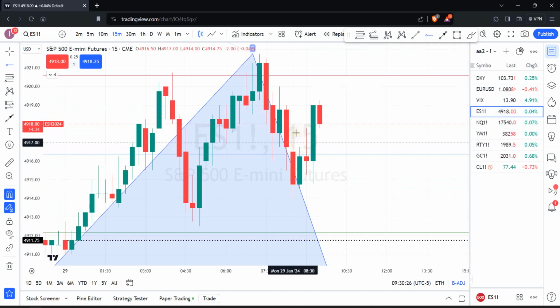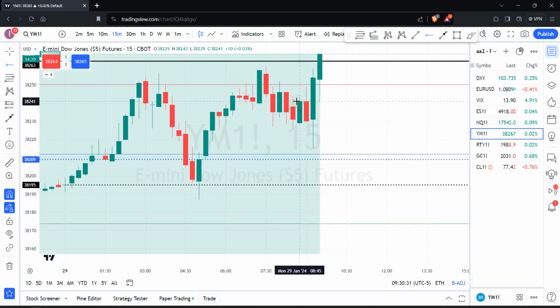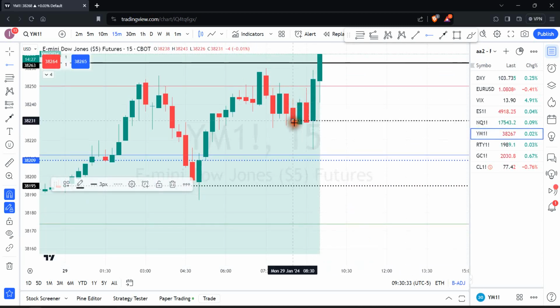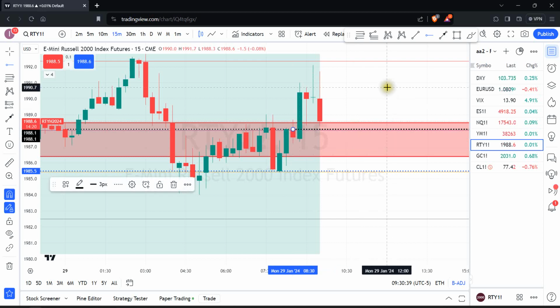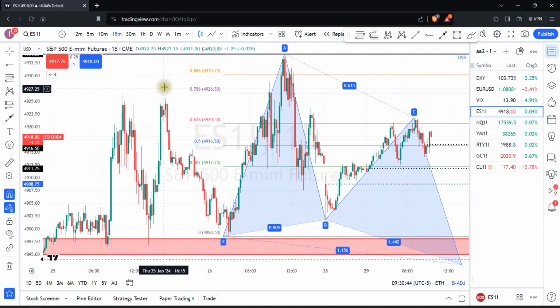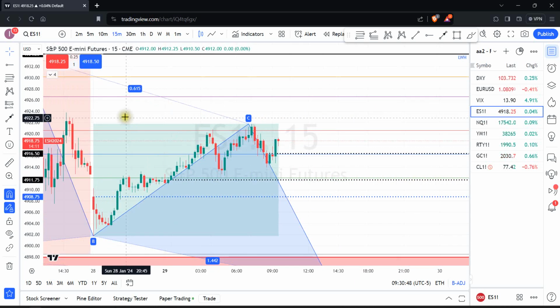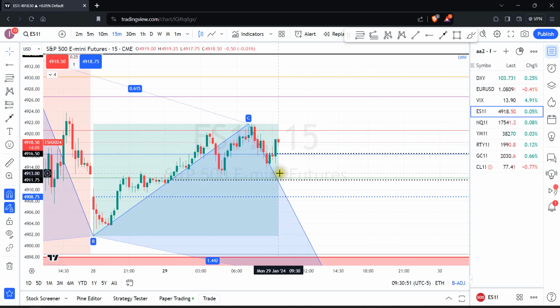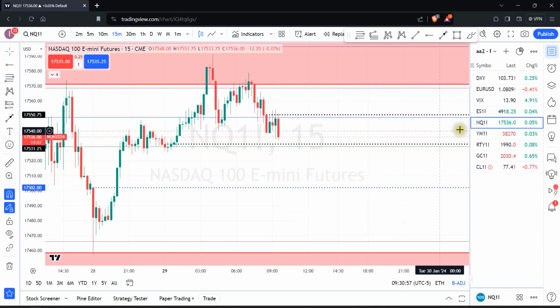Where's our 8:30 right here? And YM, 8:30 is here. RTY, 8:30 is there. It's the same with the midnight open, it seems. So I'm going to zoom out a little bit, take a look at it. This looks fairly bullish. Everything looks bullish also on larger time frames right now. Here as well.